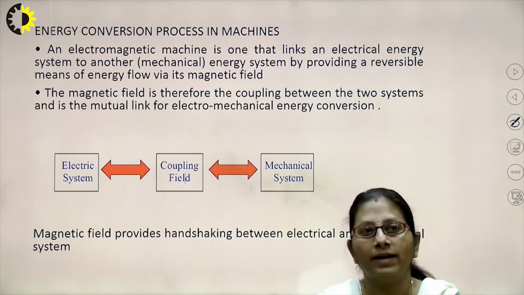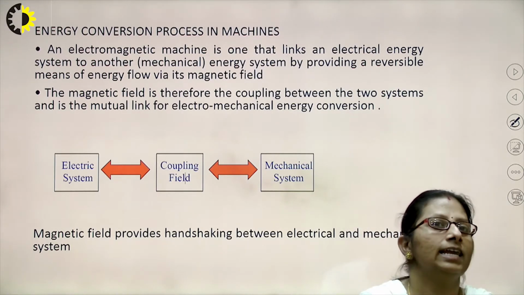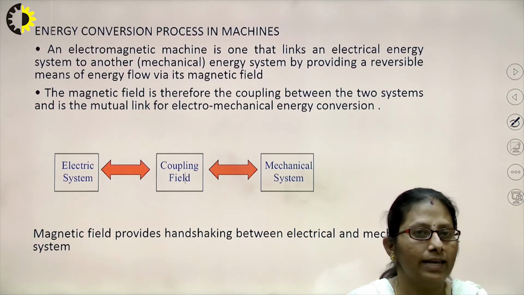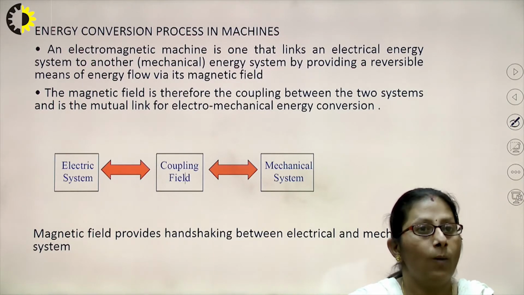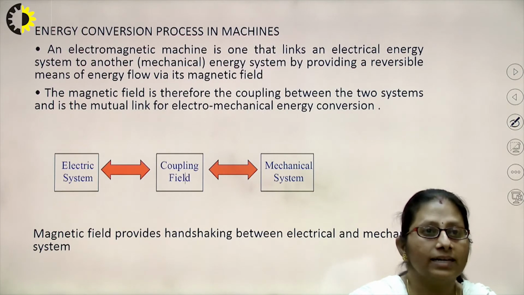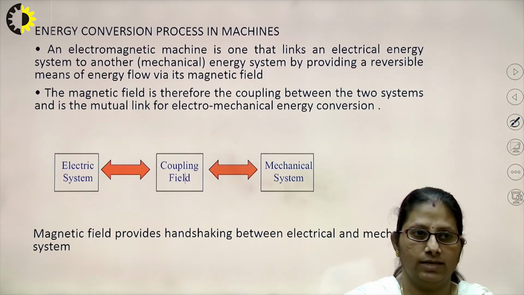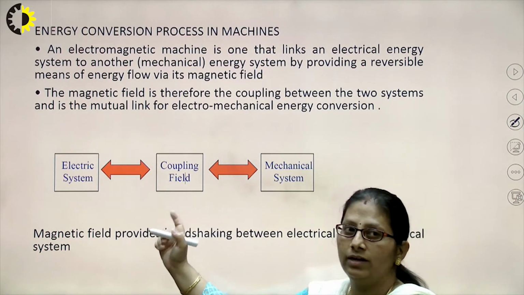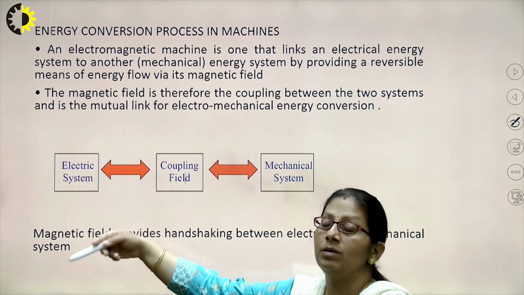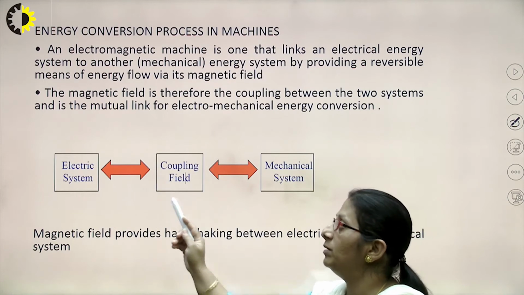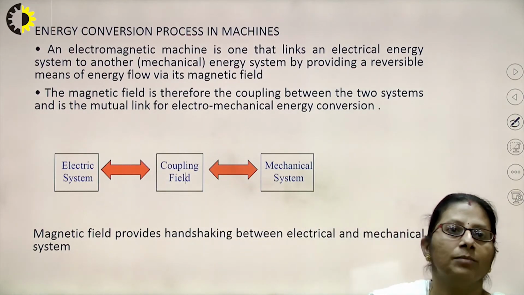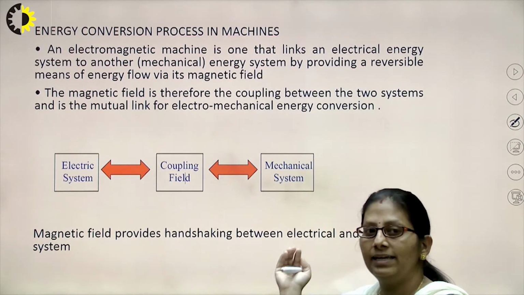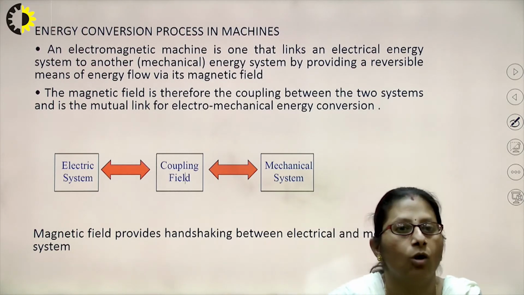So an electromagnetic machine is the one that links an electrical energy system to a mechanical energy system, by providing a reversible means of energy flow via magnetic field. The magnetic field is therefore the coupling between the two systems and is the mutual link for the electromechanical energy conversion, as can be seen from the diagram. So I have an electrical system, which may be an input or output system. Similarly, the coupling medium is nothing but either the magnetic field or the electric field. And then the mechanical system, once again, can be an input or output depending upon which kind of machine it is.